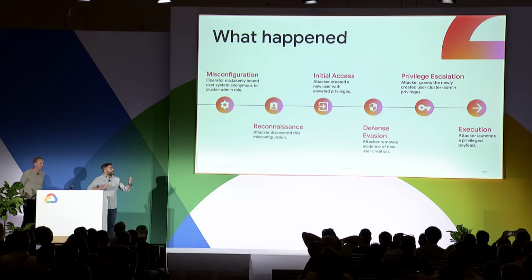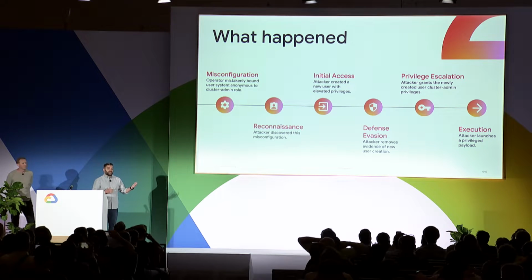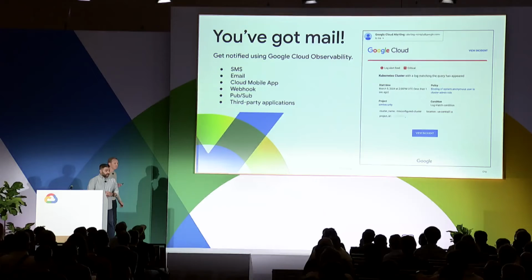So what happened? Our operator applied a misconfiguration by creating that initial cluster role binding that opened things up to the internet. Our attacker was scanning the internet and found it, quickly established a more persistent method of access, elevated their permissions, and then cleaned up their tracks before they launched their intended malicious payload. So Daniel, what was the security and governance team seeing while I was busy breaking in?